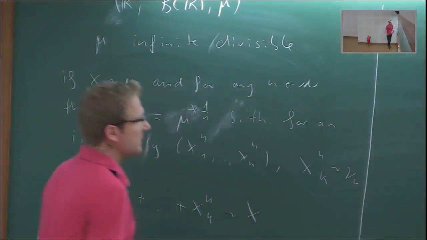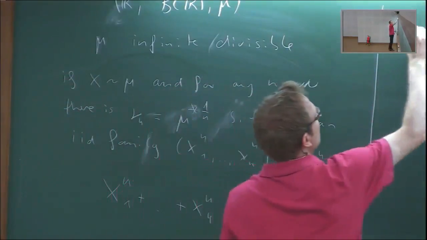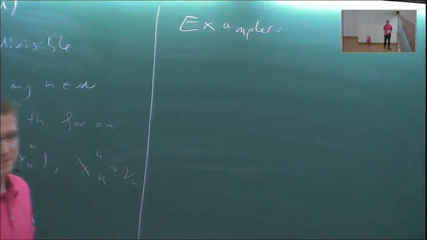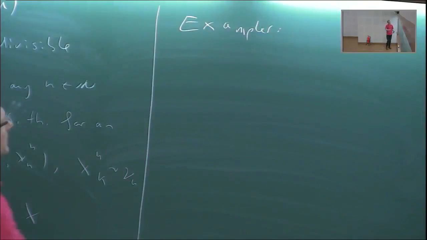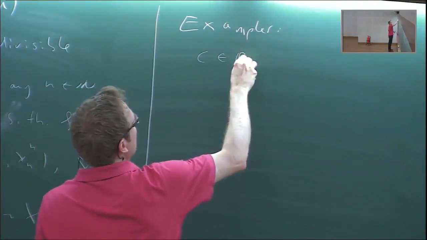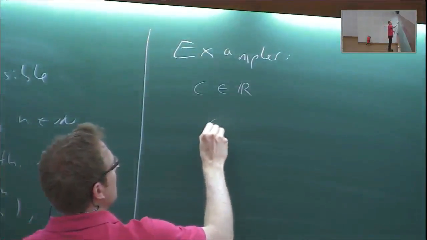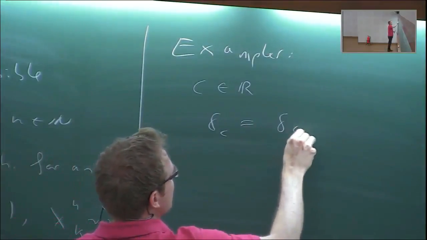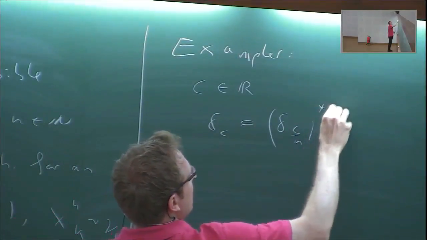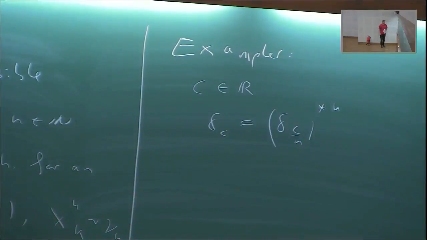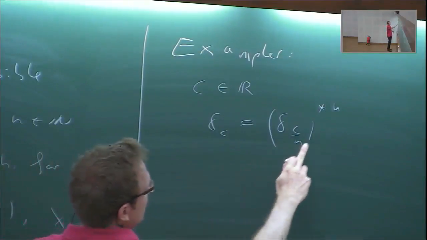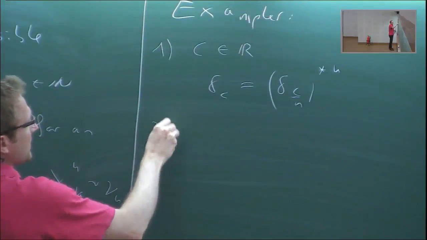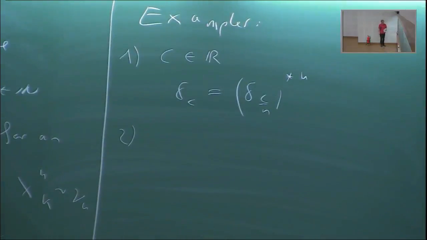Yesterday we already saw some examples. The easiest example was of course the constants. If we have some constant c in the real numbers, then delta c is just delta c over n convoluted to the power, convolution power of n, such that we see that it is infinitely divisible.